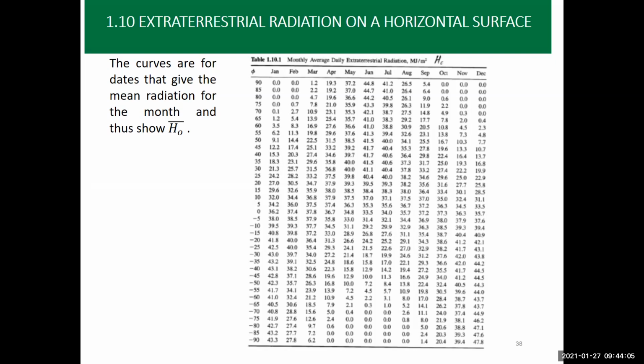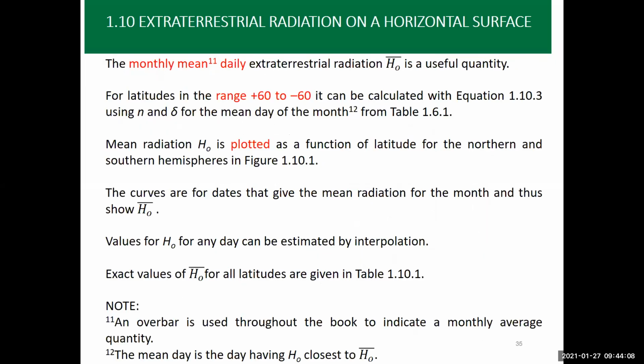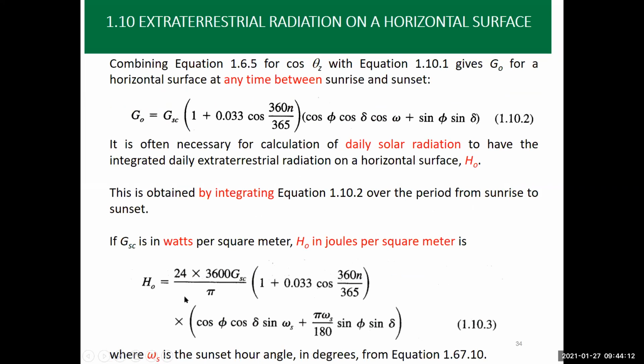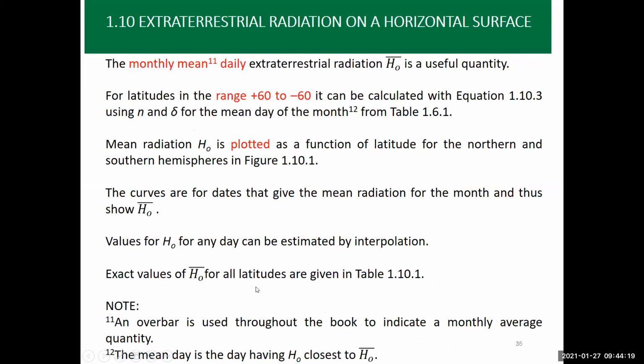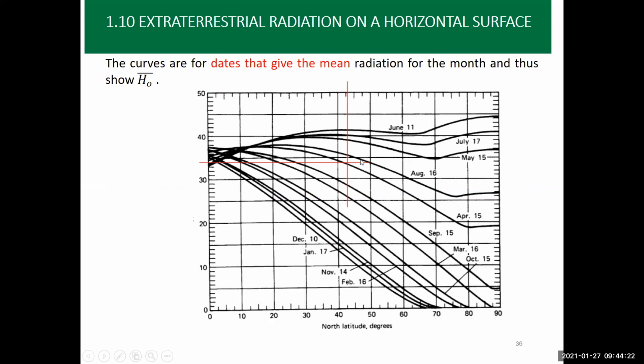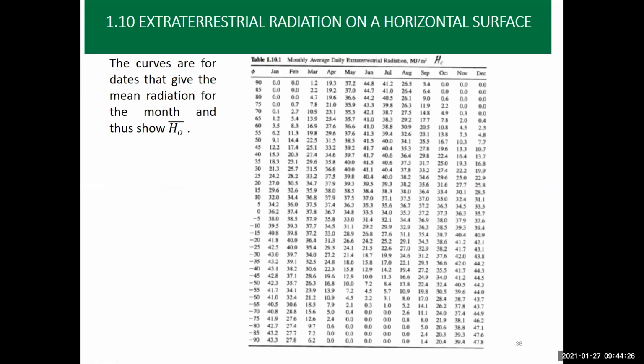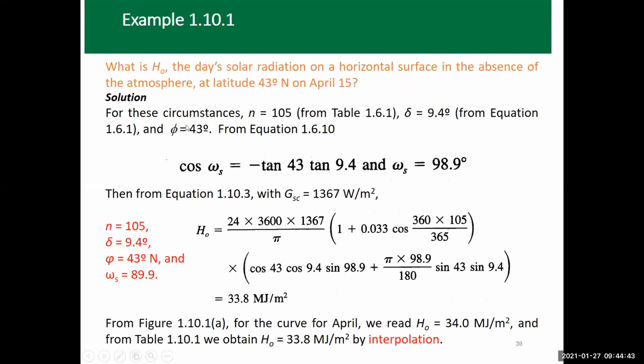So now we're talking about equations for calculating the energy flux falling on the ground in watts per meter square or joules per meter square, or you can use figures, charts, or tables to do that. What we'll be starting with in our next class is a couple of examples where we do the same thing. We can use an equation, we can use the chart, and then we can use the table to estimate the values, for example, the value of H naught for a certain latitude and on a certain day of the year.